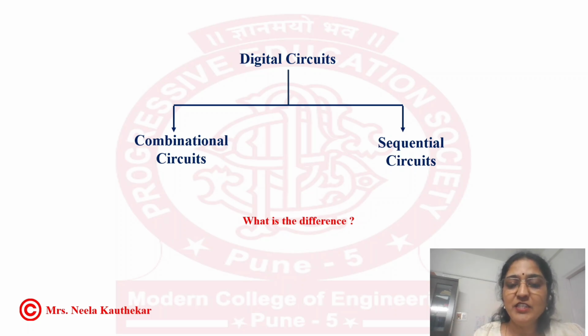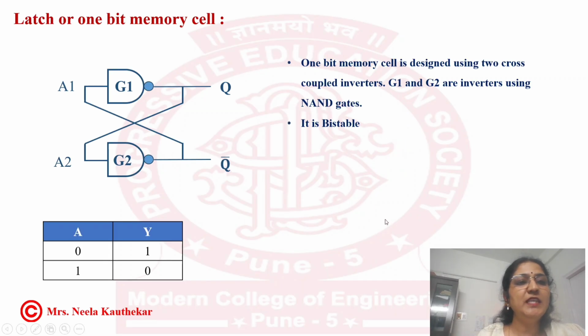In a sequential circuit, it is necessary to store the value of the previous output, and that's why we need memory. So let's see the design of the latch or 1-bit memory cell. It is a simple circuit using two NAND gates, G1 and G2. As you know, a NAND gate is a universal gate and it can be used as any gate.